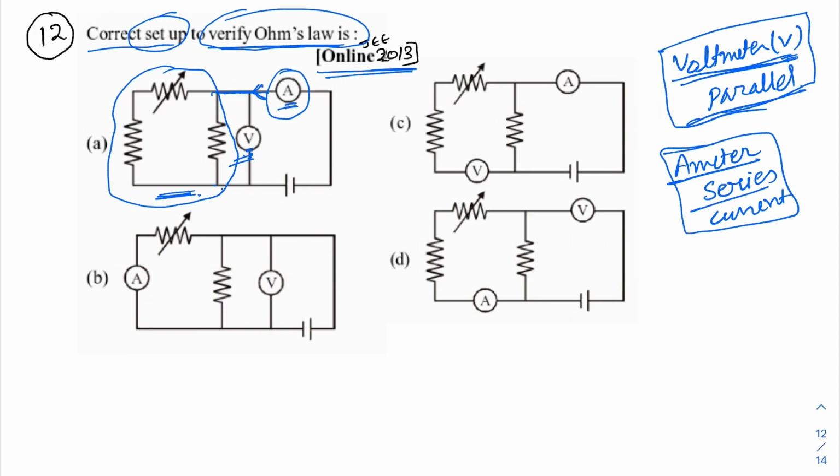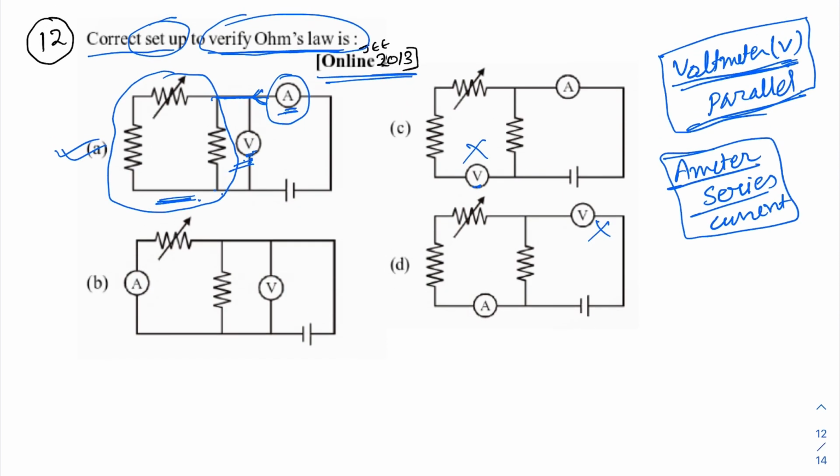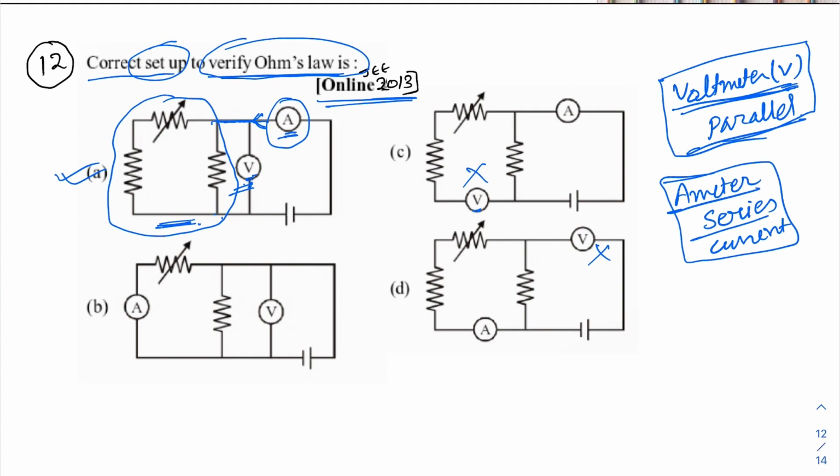So ammeter will be in series and voltmeter in parallel, so this will be your answer. In this case voltmeter is connected in series, so it is wrong. In this case ammeter is connected in series and voltmeter again wrong, because voltmeter is connected in series, so it's wrong. Now here voltmeter is connected in parallel, okay, ammeter is connected in series, it is okay, but this ammeter will only measure the current in this branch.